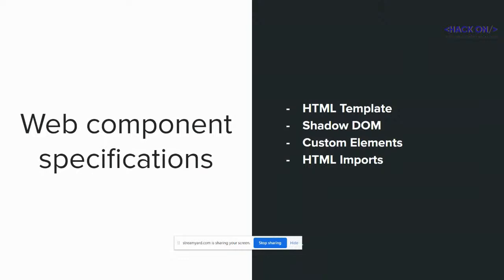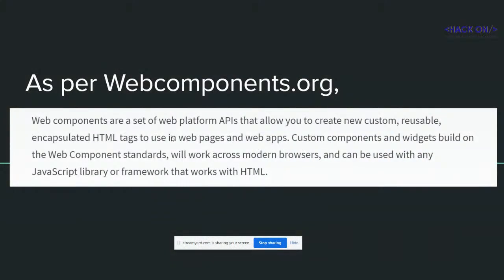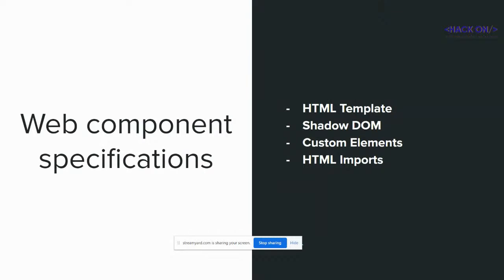Now, this is a very important thing when we talk about web component specifications. As you saw in the last slide, web components are a set of web platform APIs. It's not one thing, but a set of APIs. That's when these things come into picture. So when you're dealing with web components, these are the few specifications that you need to take care of. We'll understand these one by one.